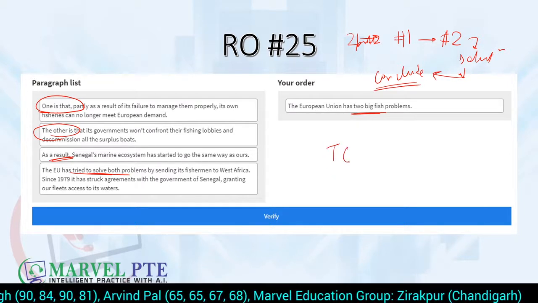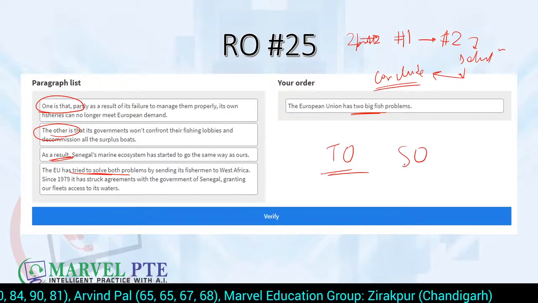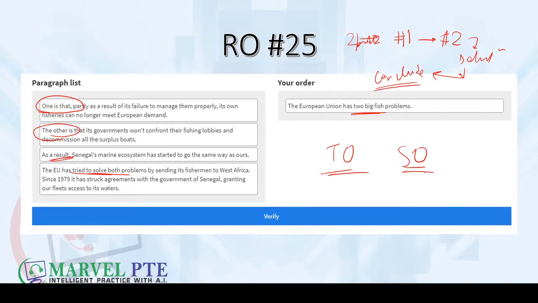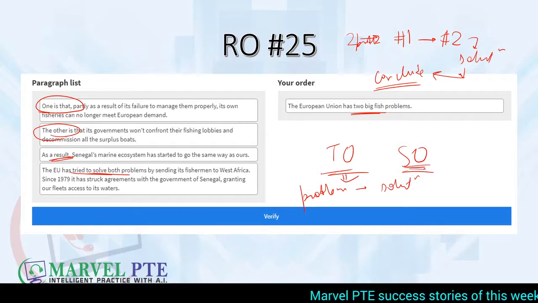If you use our TO strategy and SO strategy, TO strategy is topical order strategy and SO strategy is subject object strategy. So you know that by topical order, first the problems will be defined and then its solution will come. So that's why you need to know the TO strategy, and using the SO strategy, subject object strategy.